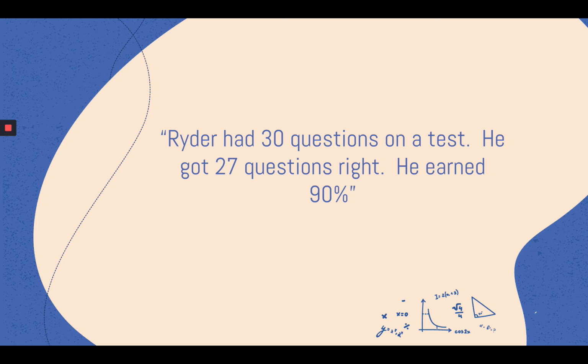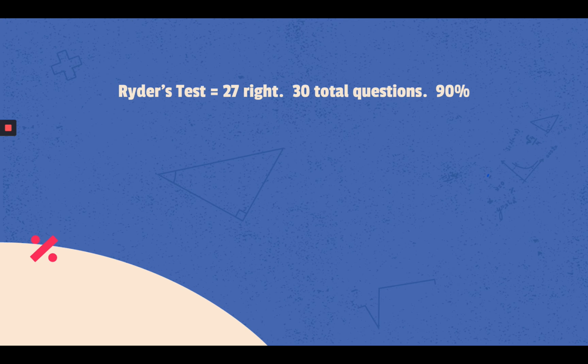So there's no question to solve here. This is just a statement. Ryder had 30 questions on a test. He got 27 questions right. He earned 90%. We're going to spend some time on this question. I'm going to keep coming back to it because, again, there's 3 types of questions. Ryder had 30 questions on a test. He got 27 right. He earned 90%. So Ryder's test: 27 right, 30 total questions, 90%.